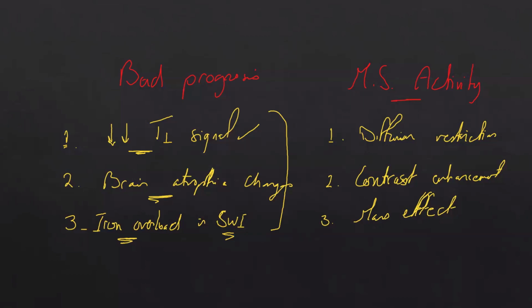If we need to determine the MS activity, we can depend on the diffusion restriction in case we couldn't inject sufficient contrast medium. Contrast enhancement is the standard. This is the most important criterion of multiple sclerosis activity. Also, if the demyelinating plaques exert any mass effect upon the surrounding structures, this is also considered one of the criteria of MS activity.